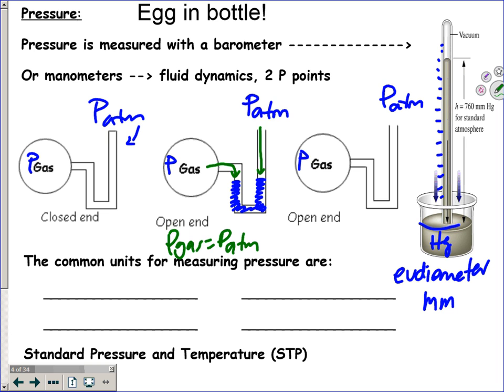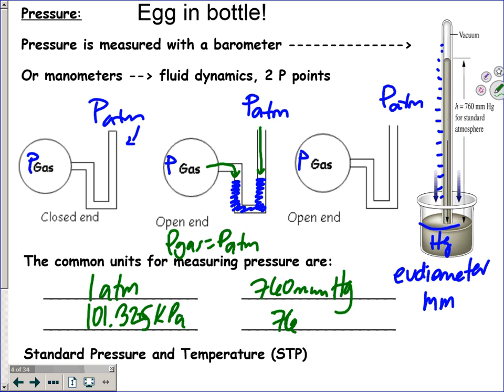1 atmosphere, or 760 millimeters of mercury, or 101.325, but I never use the 25, it's 101.3 kilopascals. One more. This guy named Torricelli, 760 torr. So Torricelli is the guy who came up with some of this stuff and like the barometer, so he named it after himself, like all great scientists. Okay, so assuming that the pressure of the atmosphere is at sea level, we would say this is equivalent to the P gas, which is in our case 1 atmosphere.